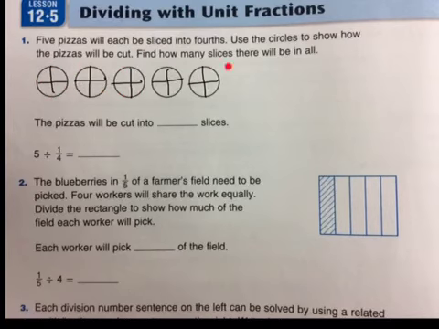I must take all 5 and multiply it by 4, because each has 4. So 4, 8, 12, 16, 20. 5 times 4 is 20. The pizzas will be cut into how many slices? 20. Okay, let's see how that works with a fraction over here.